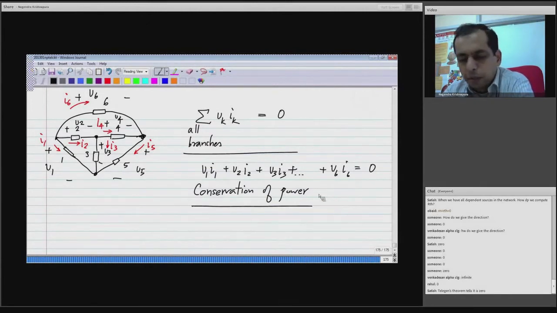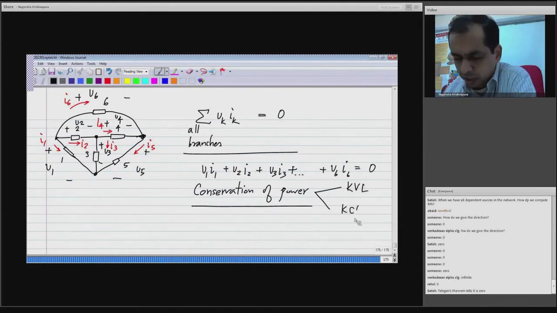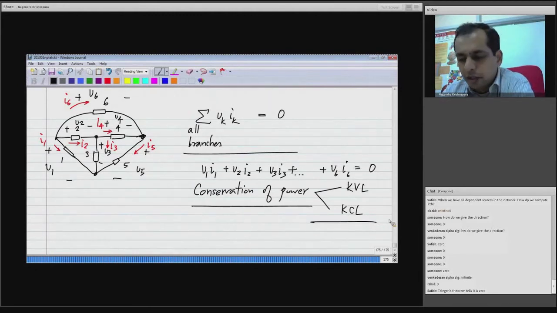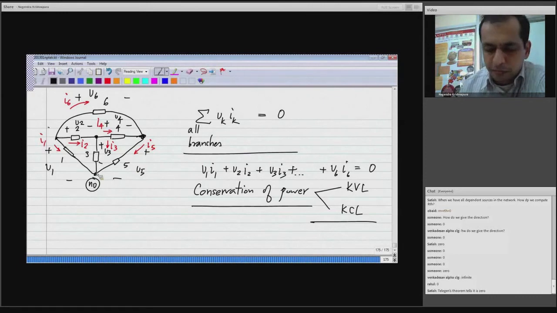Now this also can be proved, basically using only Kirchhoff's voltage law and Kirchhoff's current law. This is completely unrelated to what kind of elements we have. It could be linear, non-linear, whatever, but as long as our elements obey KVL and KCL, which is a fundamental property of the circuit, this conservation of power holds good. In fact, I would strongly encourage you to try and prove this using only KVL and KCL, and I will give you a hint.